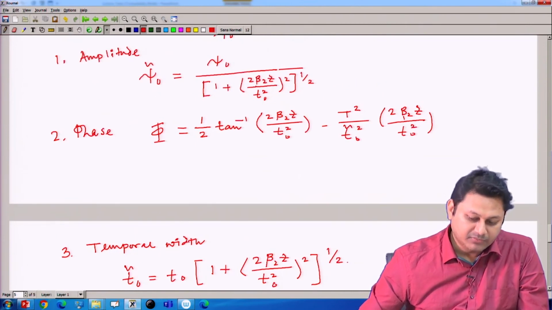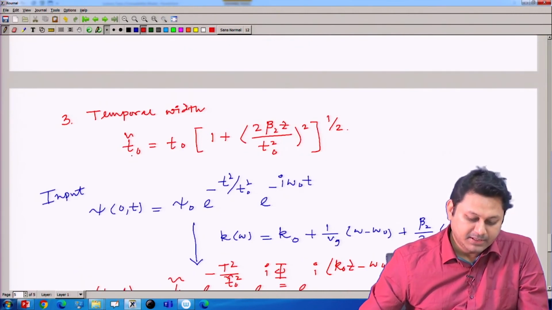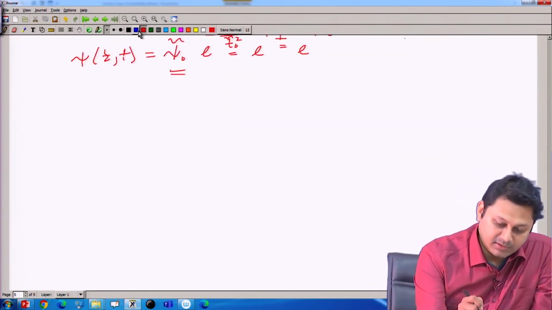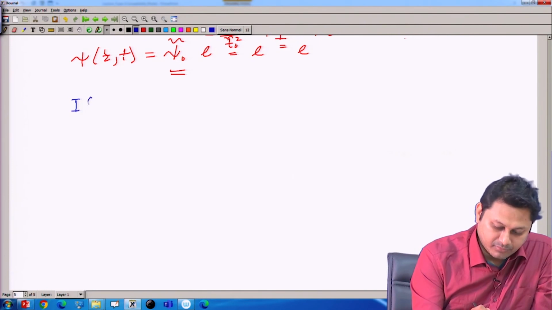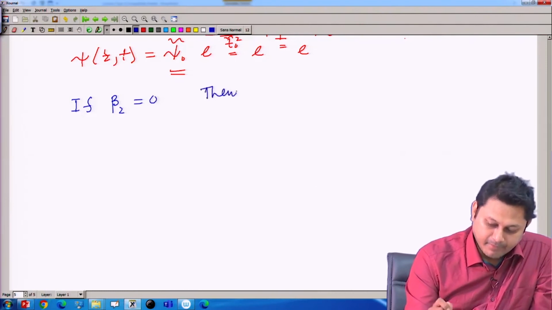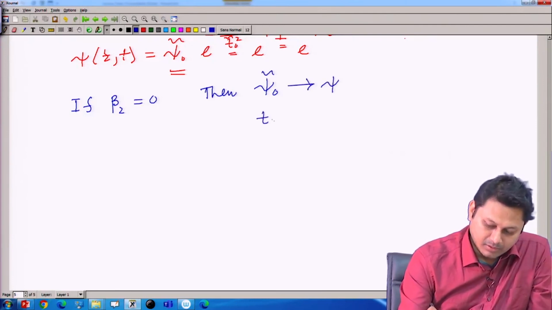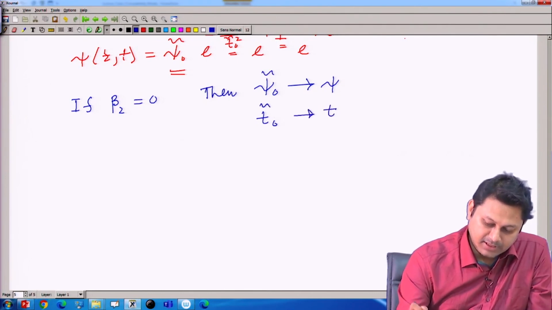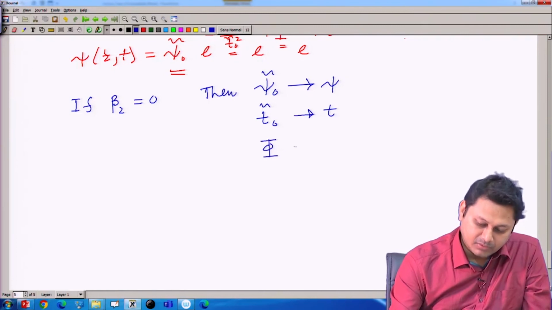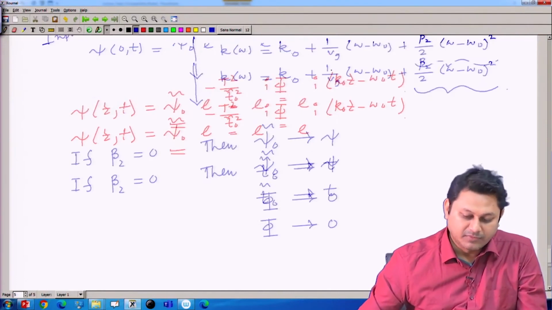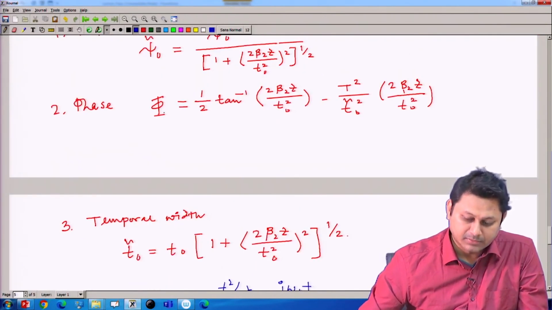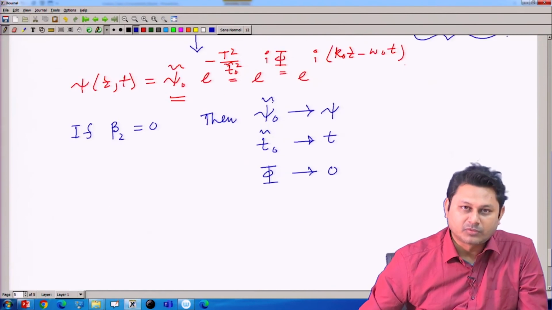And now, if I look carefully, if I put beta 2 equal to 0, my psi 0 tilde becomes psi 0, my phi will be 0, and my t0 tilde will be t0. So, an interesting note: if beta 2 equal to 0, then obviously psi 0 tilde becomes psi 0, t0 tilde becomes t0, and the big phi will be 0 as well, because it depends on beta 2, and beta 2 is sitting here. If I put beta 2 as 0, then phi will not be there anymore.